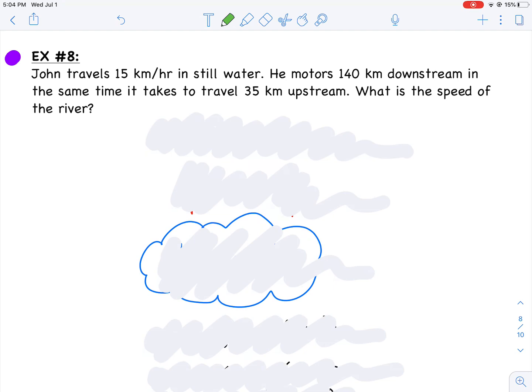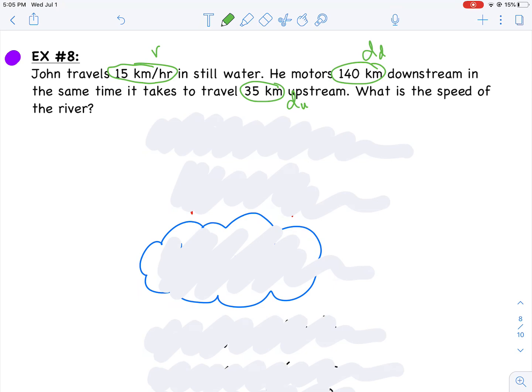I don't know. And then let's go through the word problem and kind of highlight the important information. It looks like this 15 kilometers per hour is a speed, right? It looks like this 140 kilometers is a distance. And it looks like this 35 kilometers is also a distance. Now the 140 is the distance going what? Downhill. This is a distance going uphill. And then the speed is the speed in still water. If there's no current, that's how fast his boat or whatever this is goes.